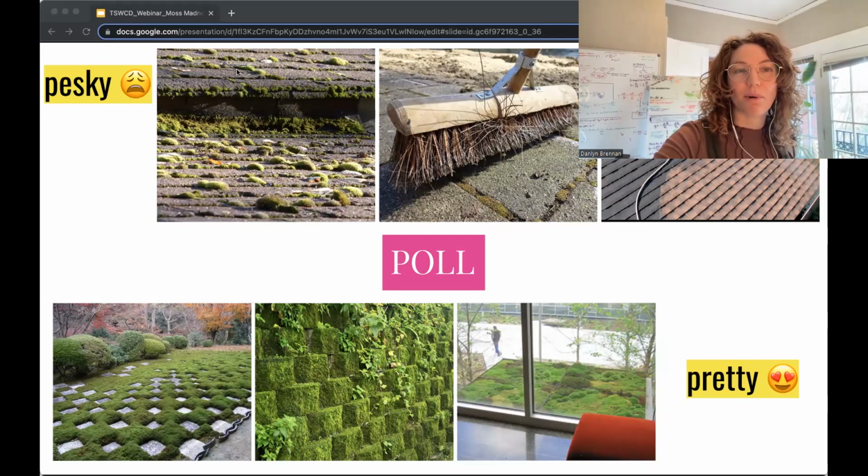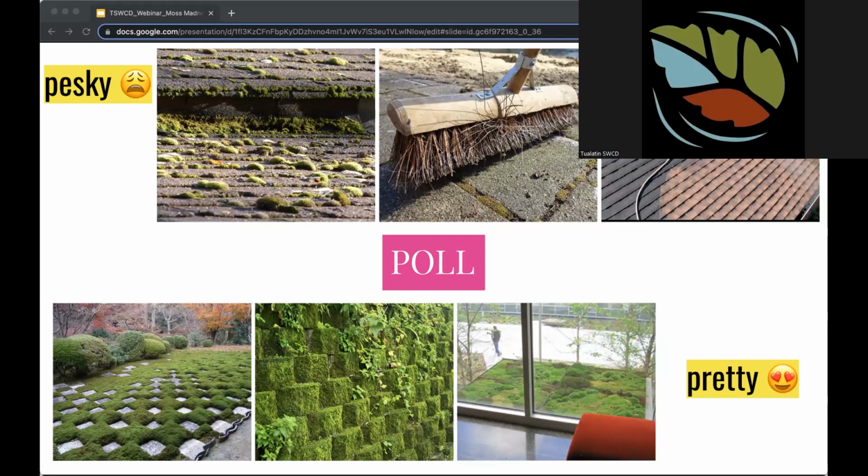Hopefully you can see that poll. Yeah, I see that participation rate trickling up. We're about 85, 88. One more second. All right, let's see what we got.